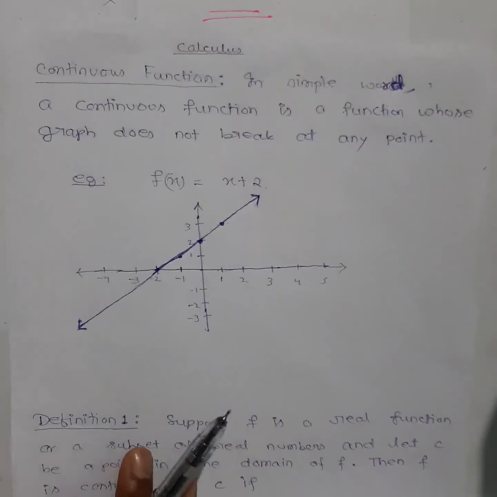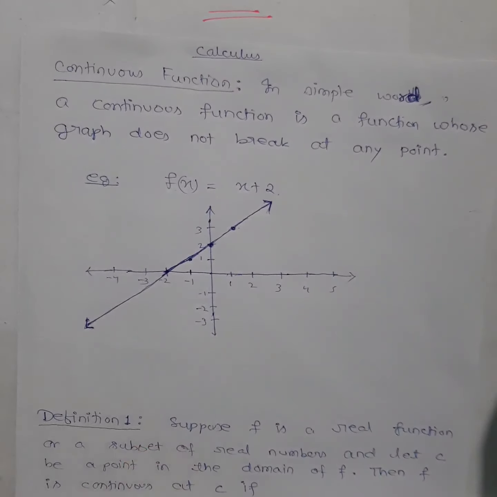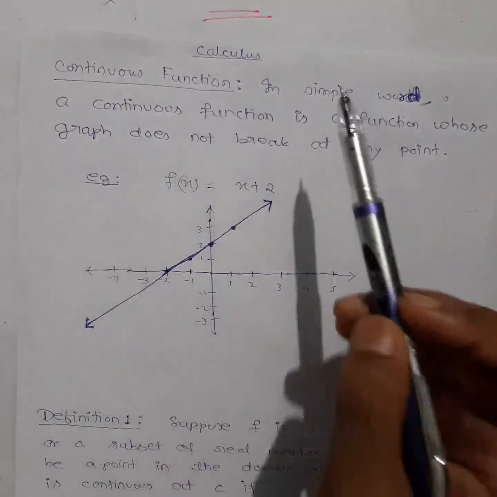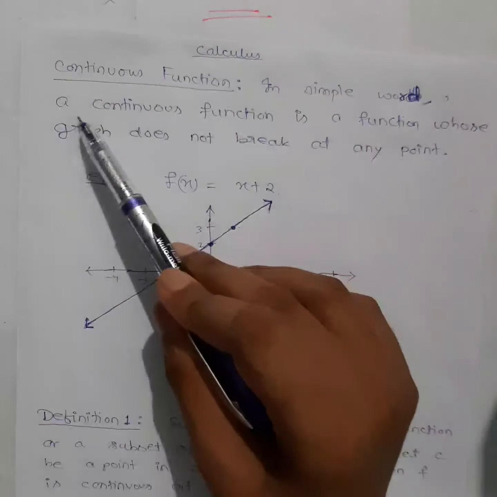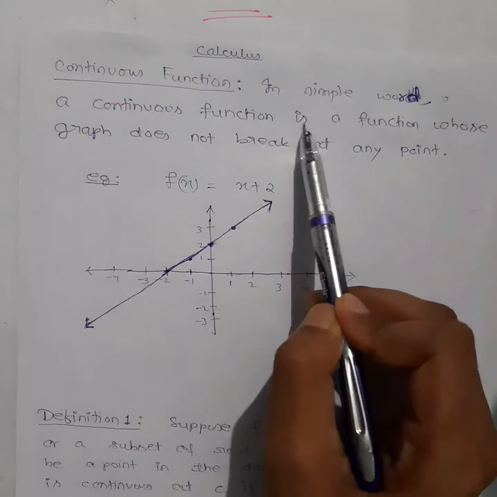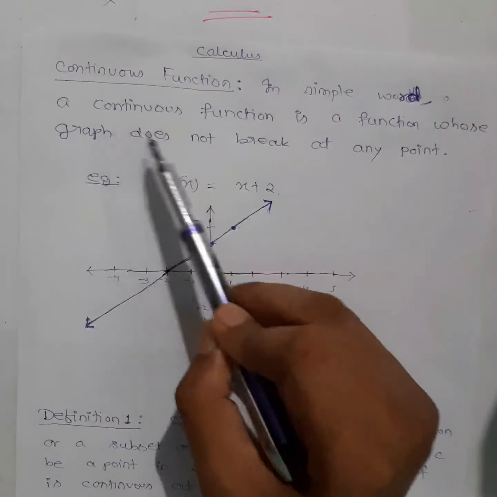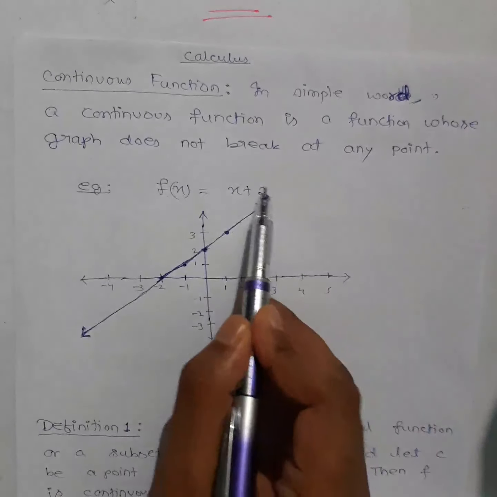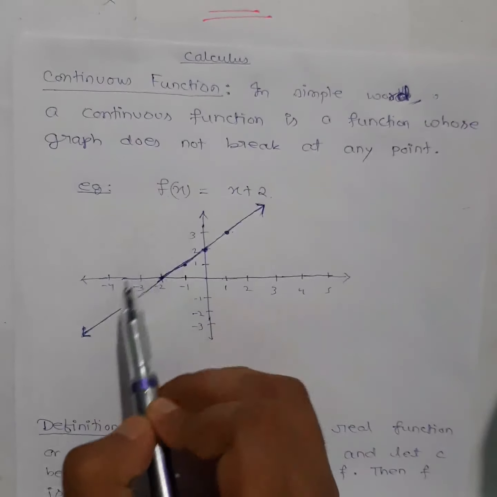Okay, students, so yesterday we discussed continuous functions roughly, right? So you can note this down. Continuous function, what is it? In simple words, a continuous function is a function whose graph does not break at any point. Those functions whose graph does not break.